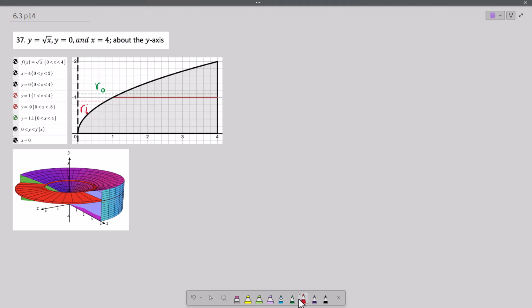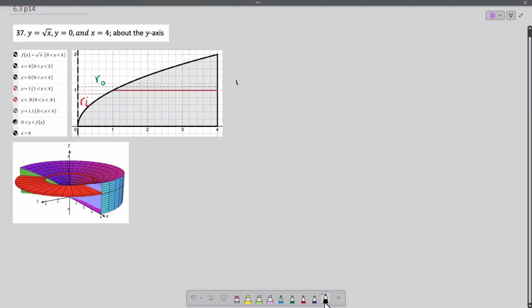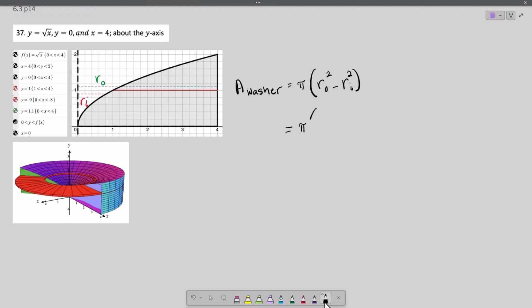We always look at our geometric shape first and find the area of that geometric shape. This geometric shape is a washer. So we know that we're going to do pi times the outer radius squared minus the inner radius squared. The outer radius is 4, so we're just going to have 4 squared in there, 16. And the inner radius is the square root function.